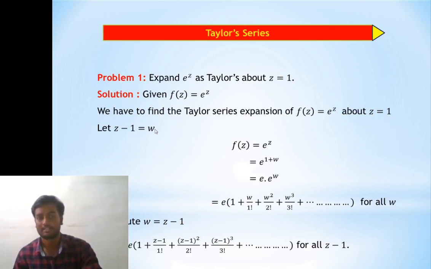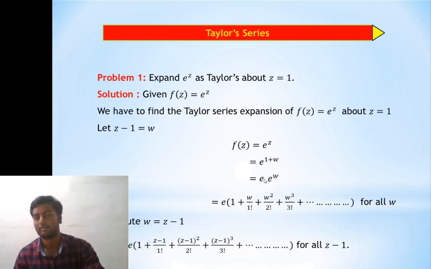Otherwise you can directly substitute into f of z equal to f of a plus (z minus a) by 1 factorial f dash of a plus and so on. That's also good. Or otherwise, z minus 1 equal to w. This is the easiest way. Now f of z is e power z. e power z can be converted as e power (1 plus w), because z is 1 plus w, which by a power m plus n equal to a power m into a power n.